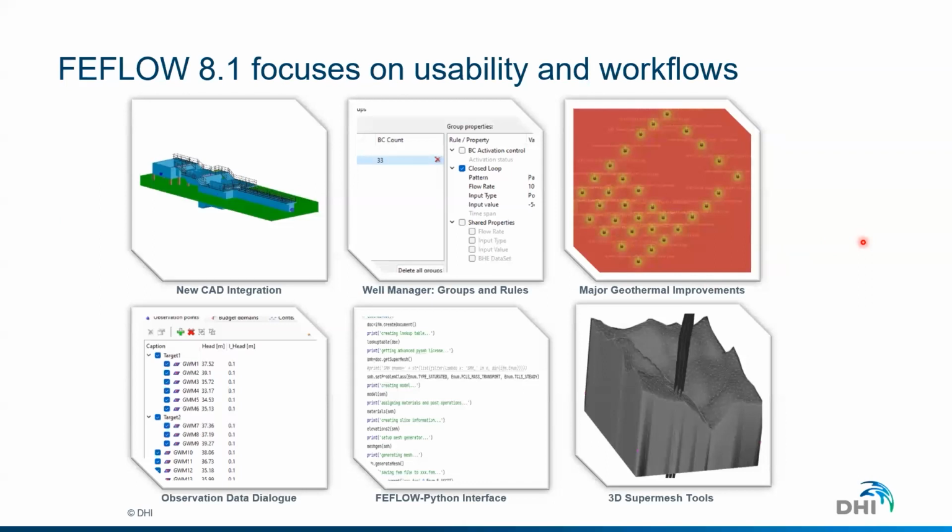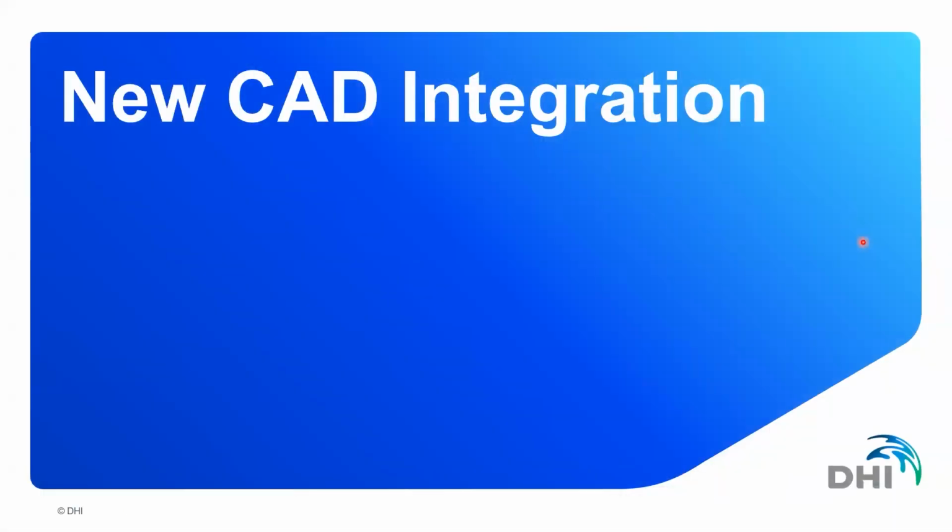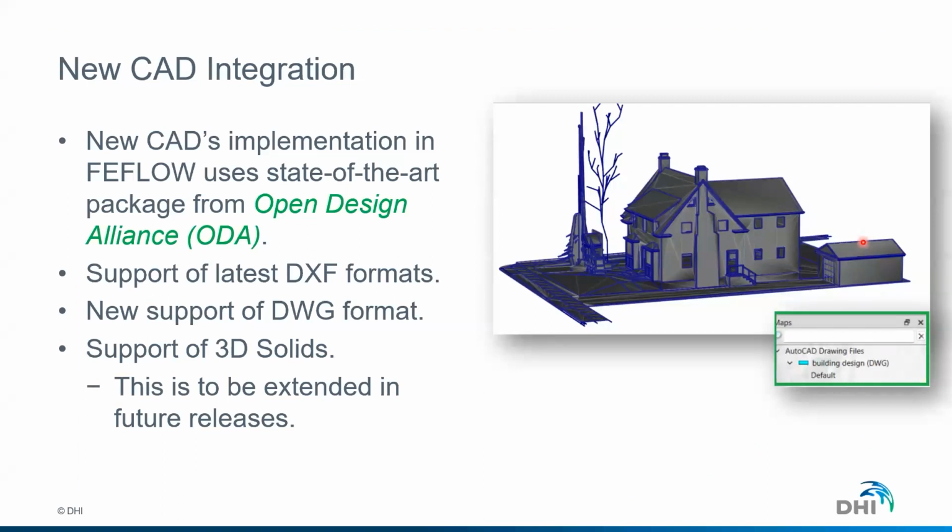So to start, we have this new CAD integration. Basically, we have re-implemented the way FEFLOW works with CAD. This implementation, which has existed for many years, has been totally renewed in this release. We use a state-of-the-art package called Open Design Alliance. DHI is a member of this alliance, and this is an SDK package which allows us to easily manipulate new file formats, DXF file formats. So we are supporting the latest file formats from AutoCAD, and we introduce new support for DWG formats.